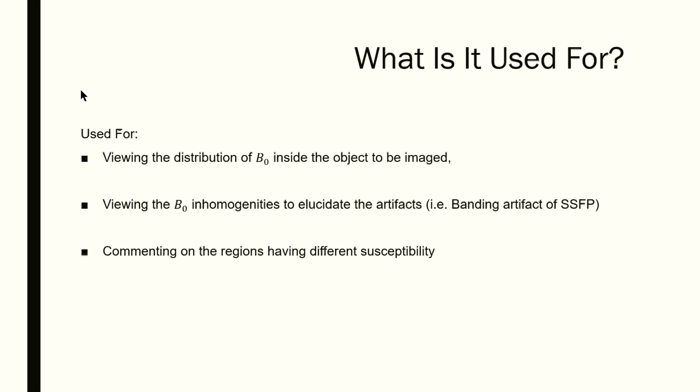Another purpose is viewing the inhomogeneities of B0 to comment on the artifacts. For example, the banding artifact of SSFP is caused by the inhomogeneity in the static magnetic field, the B0, and we can comment on that by having a B0 map inside the object. Also, for the susceptibility case, it is also about magnetic fields. We can comment on the spatial susceptibility distribution inside the object to be imaged.